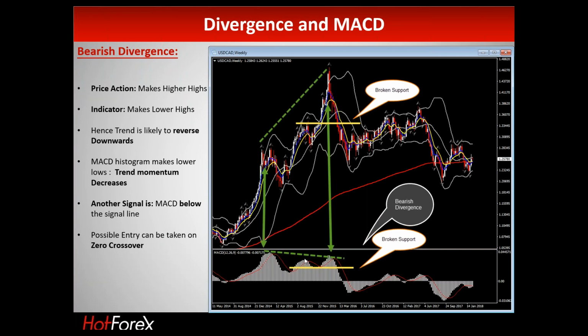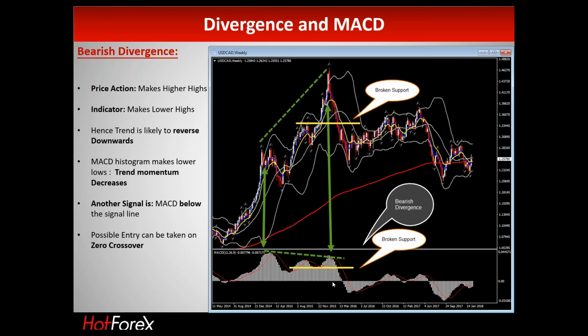So you have noticed a very strong divergence, checked by the price action, the indicator, and the highs of the histogram saying that the momentum is running out of steam, and also the fact that the MACD is falling below the signal line. So that was a very powerful bearish divergence signal. When shall we enter? A good entry level is when it crosses, you see, when it goes from positive to negative.